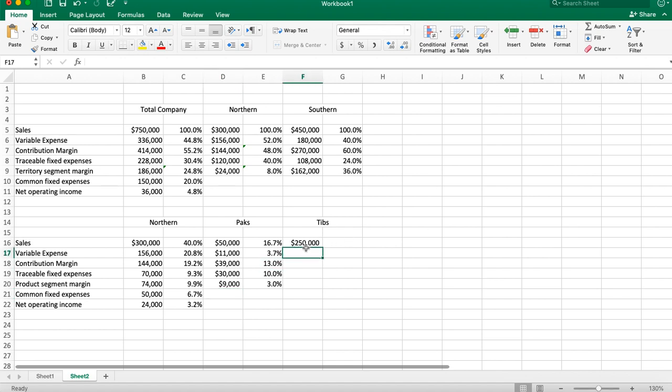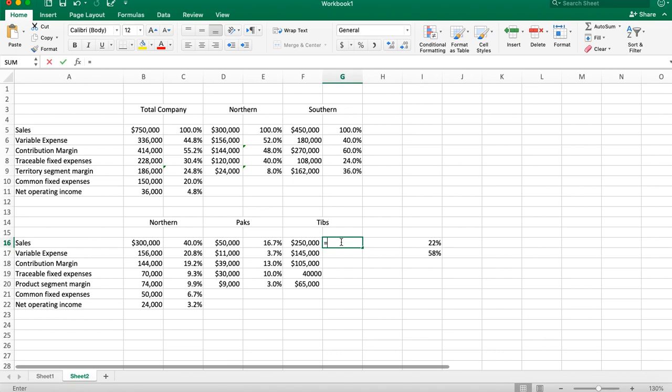Okay, so for tibs, it tells me that my variable cost is 58% of the selling price. And let me show you what I was talking about here. If I put my 22% and my 58% here and cell reference them, that's better practice. You never want to put a hard number in a formula if you can prevent it. And so I've got a contribution margin of 105,000. Traceable fixed expenses were given to me, and that number is 40,000. And so I've got a product segment margin within the territory of $65,000.